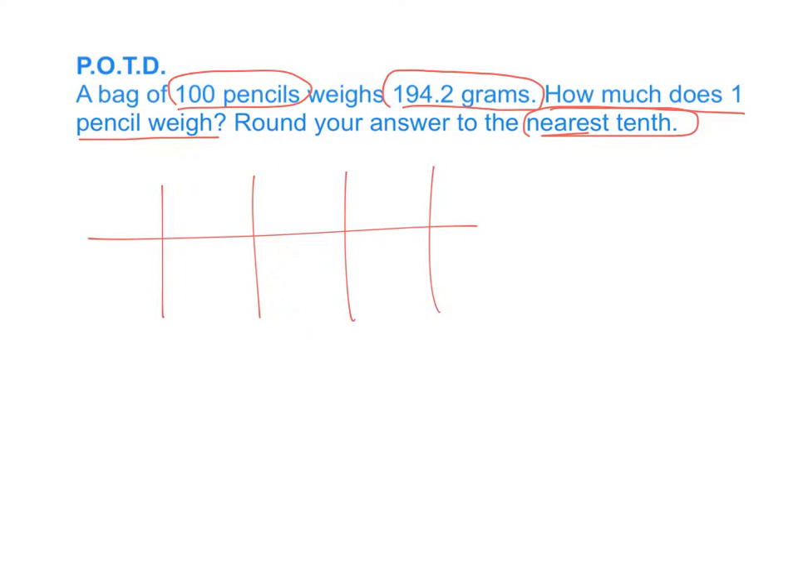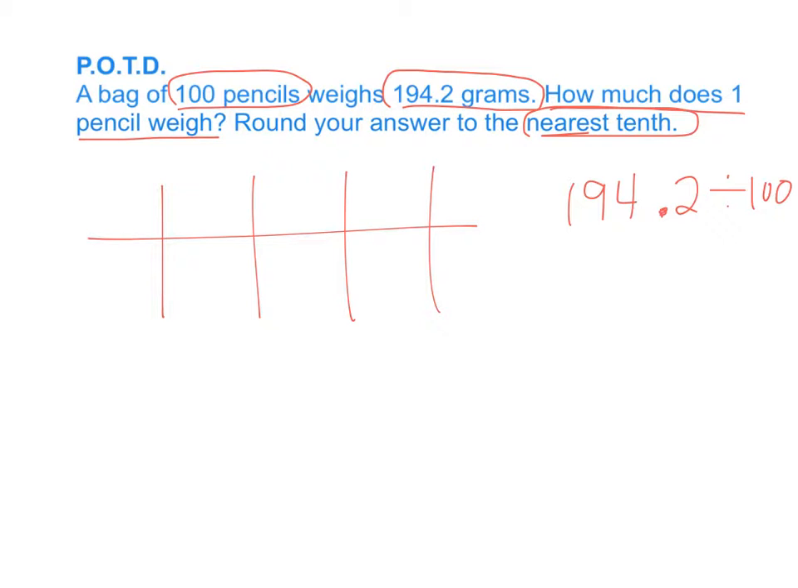So you divide 194.2 by 100. Why do you have to divide 194.2 by 100? Because now 100 pencils in the bag. Yeah, and we want to figure out how much one pencil weighs, huh?